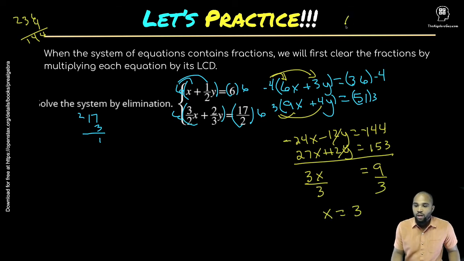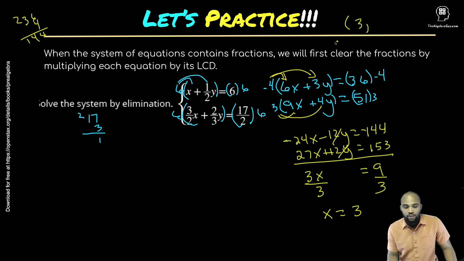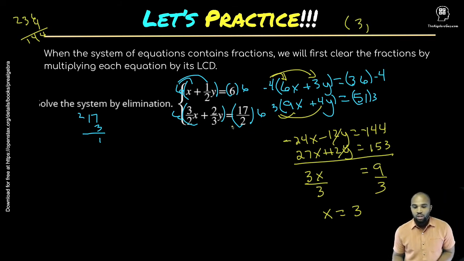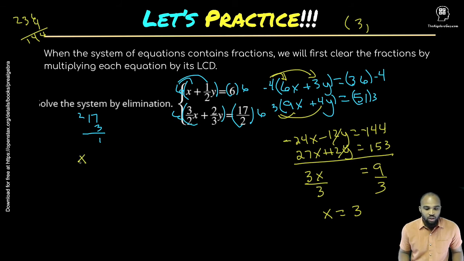So now I know what my x coordinate is. It's a 3. To find my other, I can plug it back into the equation. Any one of these will do. So I'm going to choose the one with the not so many fractions. I'm going to choose this top one here. I'll choose the x plus 1/2 y equals 6. So I'm going to plug in 3 right here for my x.